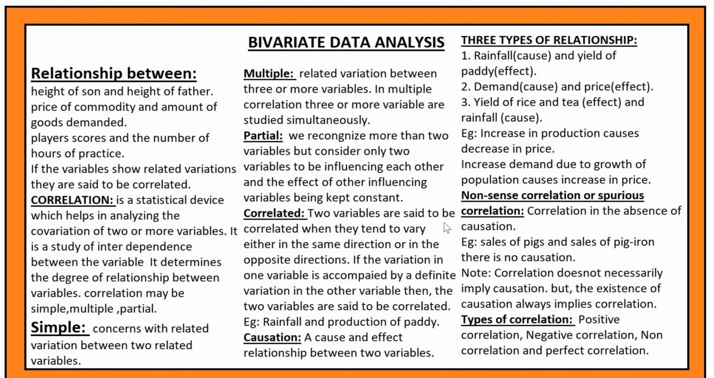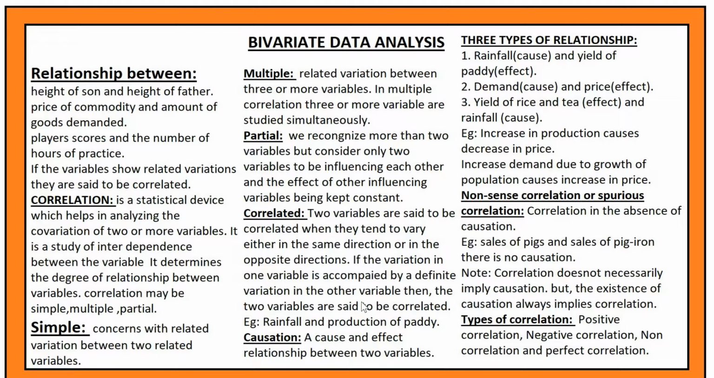So two variables are said to be correlated when they tend to vary either in the same direction or in the opposite direction. For example, rainfall: if adequate rainfall is there, the production of paddy is good. That means they are related to each other.